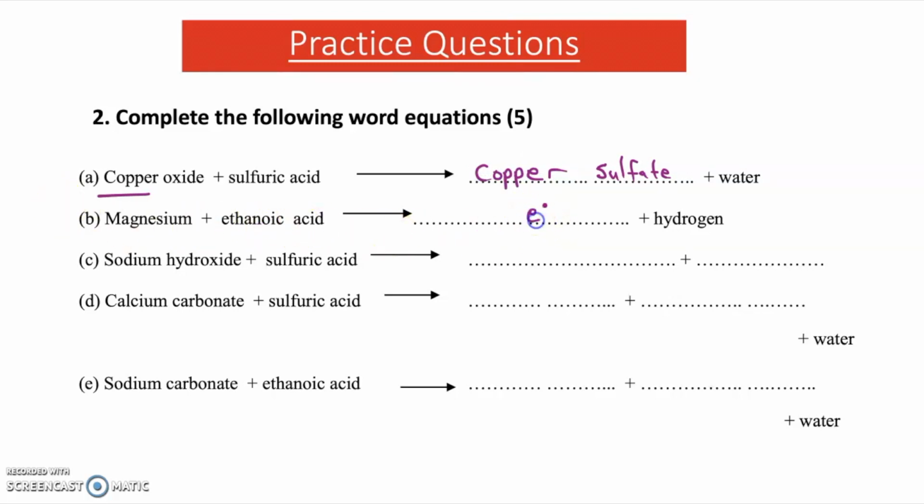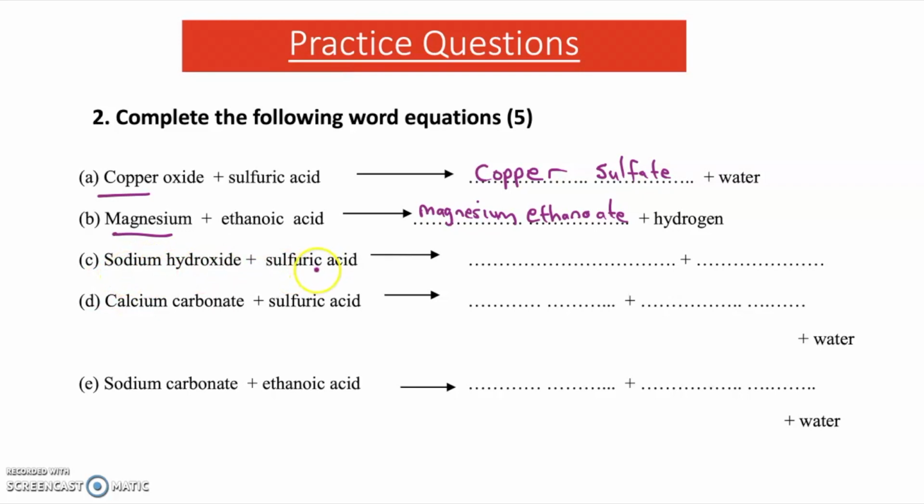So for question B, we have magnesium and ethanoic acid. Now the salt that would be formed from ethanoic acid would end in ethanoate. So the salt is magnesium ethanoate because it was magnesium and ethanoic acid. And we have a salt forming and hydrogen here.